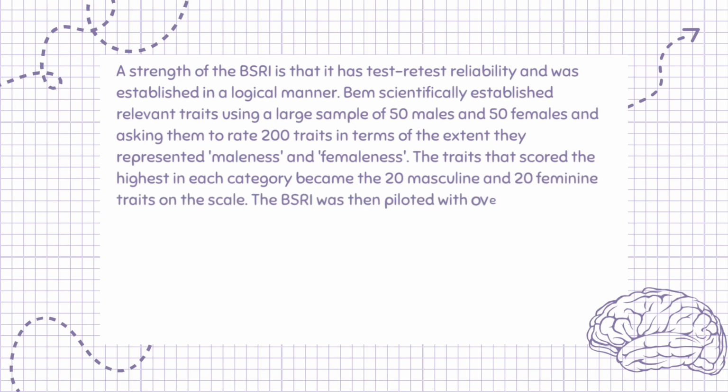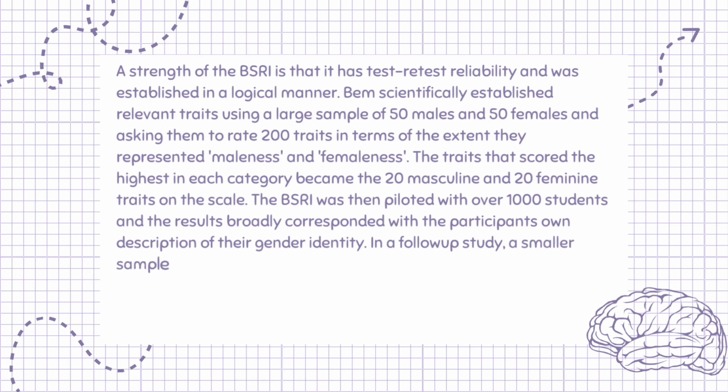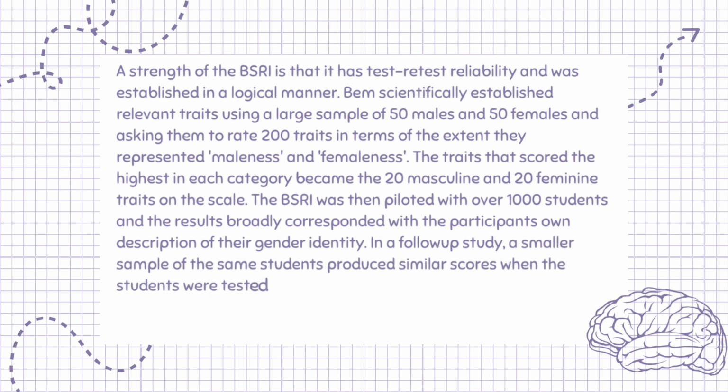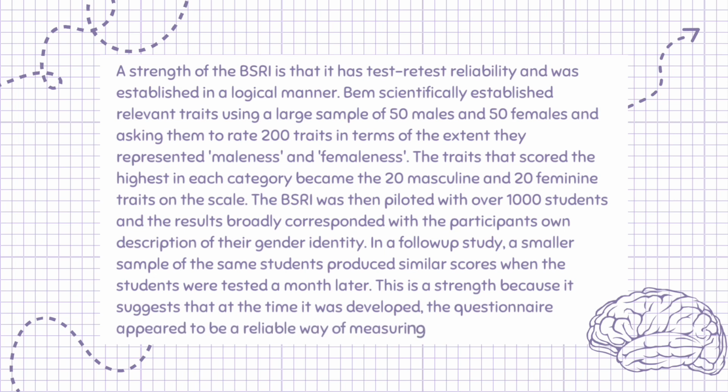The BSRI was then piloted with over 1,000 students, and the results broadly corresponded with the participants' own description of their gender identity. In a follow-up study, a smaller sample of the same students produced similar scores when the students were tested a month later. This is a strength because it suggests that at the time it was developed, the questionnaire appeared to be a reliable way of measuring androgyny.